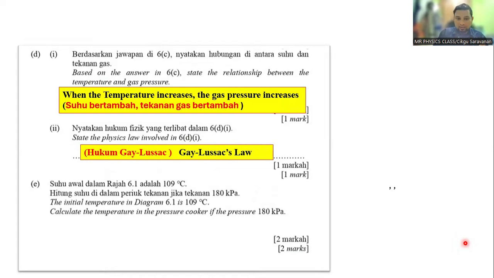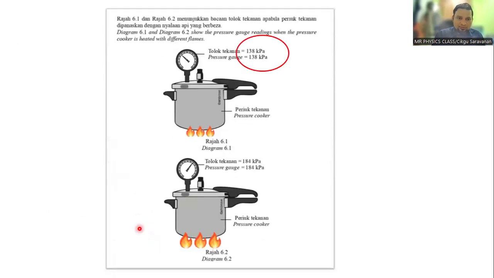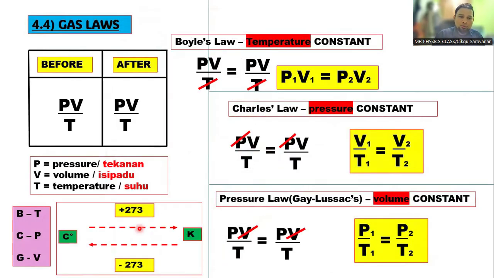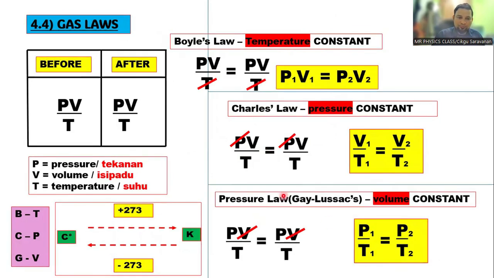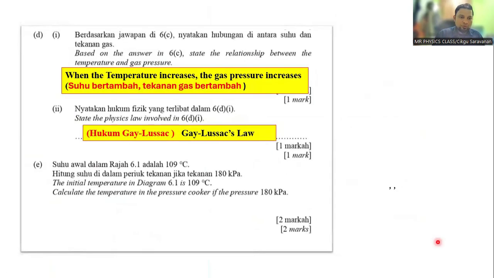Alright, next. We see the calculation. Alright. So, suhu awal 6.1 is 109 degree Celsius. And suhu dalam period tekanan, jika tekanannya 180. Okay, let's see. So class, the initial pressure 138 and the final pressure is 184. So what you do? So we're going to use Gay-Lussac law formula. So we're going to use this formula.